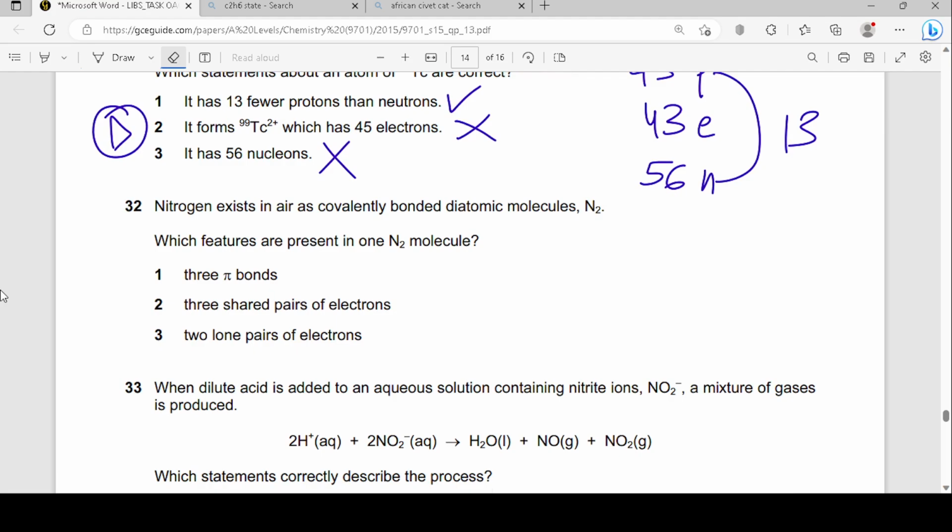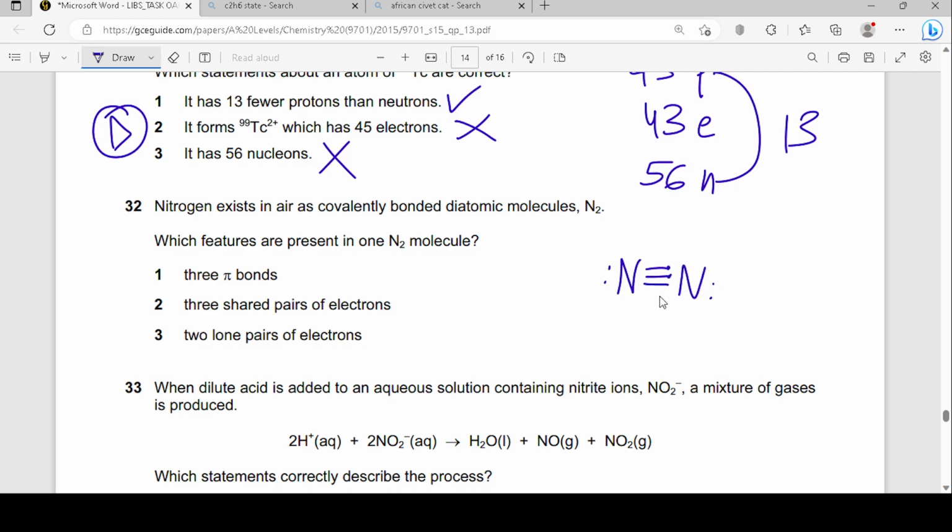Nitrogen exists in air as covalently bonded diatomic molecules N2. Very nice. That's definitely true. Even though I can attest to the truth of this statement, I can't see nitrogen. Which features are present in one N2 molecule? N2. Okay. So this is how you draw an N2 molecule.